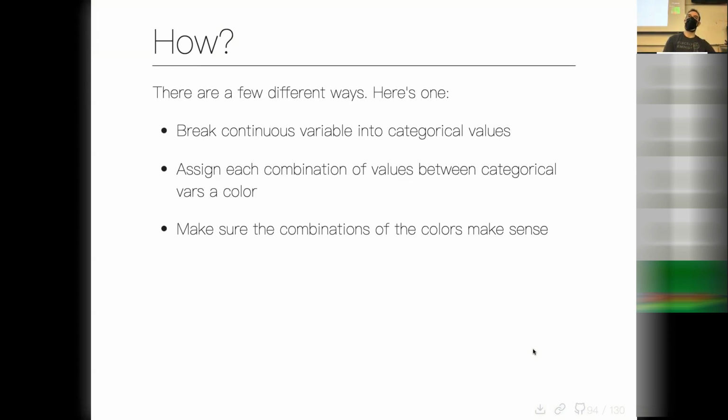But the basic idea is that you're going to take a continuous variable and you're going to break it up into categorical variables. So rather than 0 to 100, you have low, medium, high, right? Then you do that for both variables, and you assign the combination of each of those values a color value. So low is one value, low medium is a different value, low high is a different value, medium low is a different value, medium, etc. Okay.